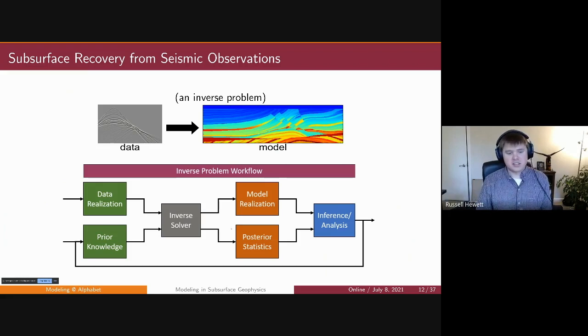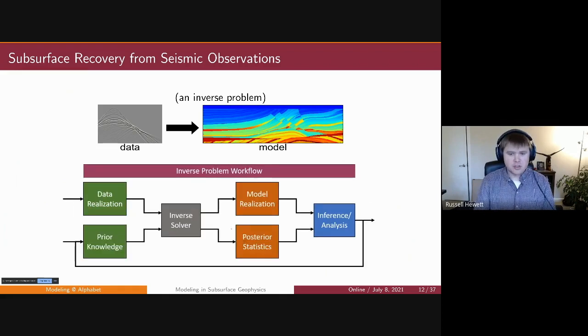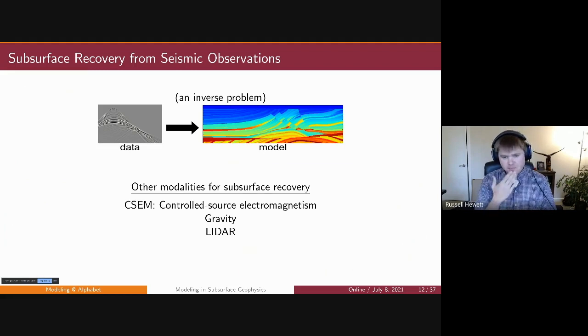So this is the context that I'm thinking about here. We usually have to solve a lot of forward problems in order to solve inverse problems, but really, it's this mapping from data to model that's of interest. There are other imaging modalities used in subsurface recovery: controlled source electromagnetism, gravity, LiDAR, and there are others. I'm going to restrict my discussion to seismic, just to keep things simple here.